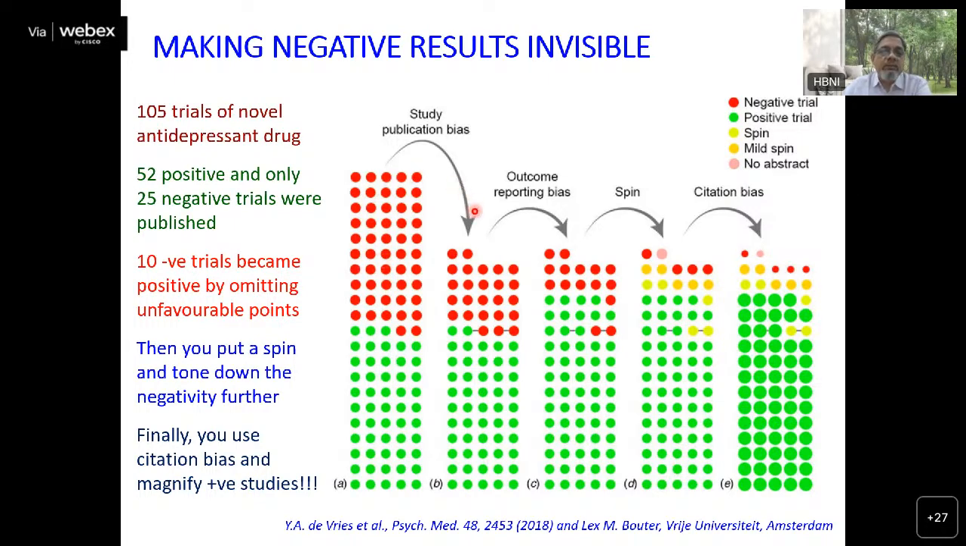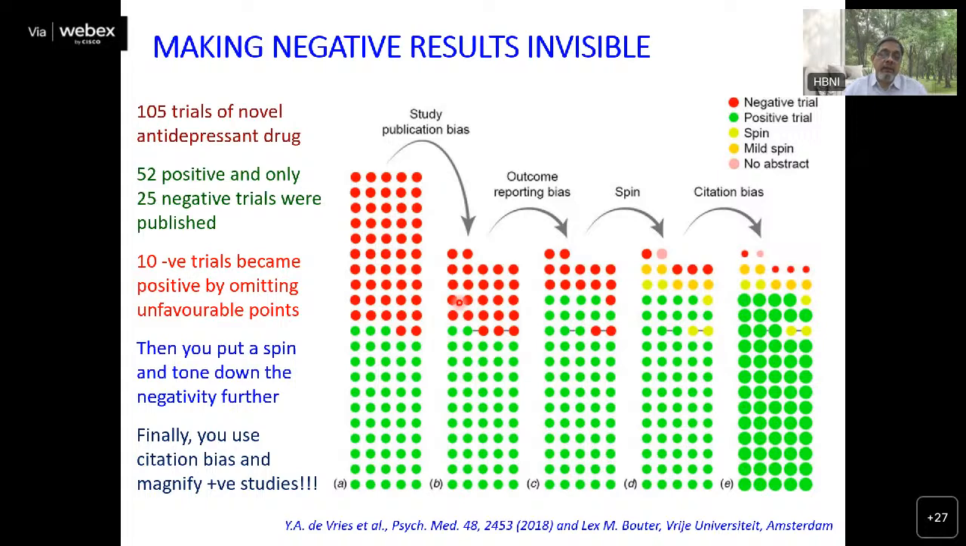So when the first publication turn came, it turns out that it had only 52 positive trials and only 25 negative trials, and this was published. Okay. So then once this was published, there was again an attempt to consider these negative results and see whether one can change the negativity of this result.